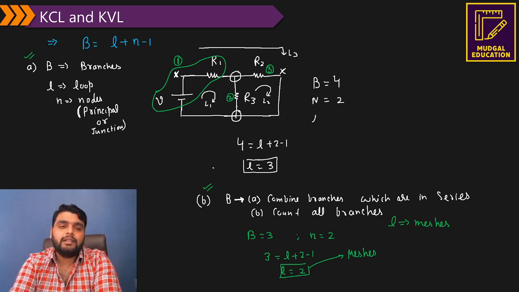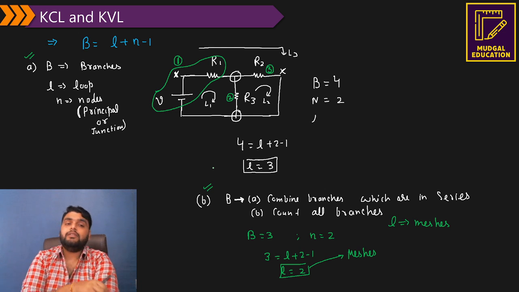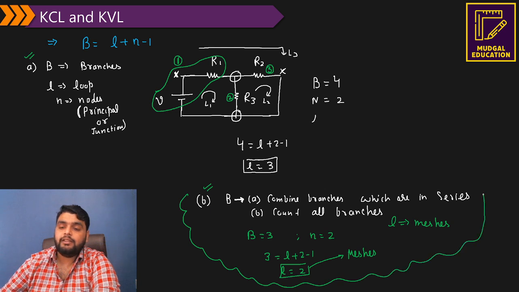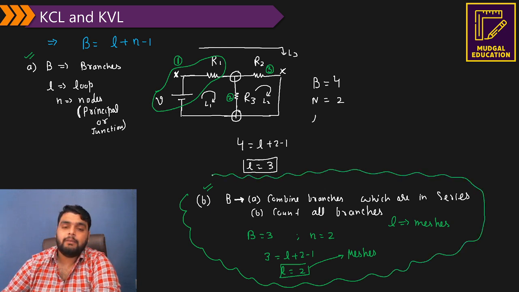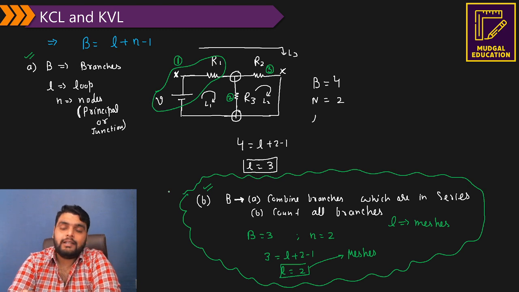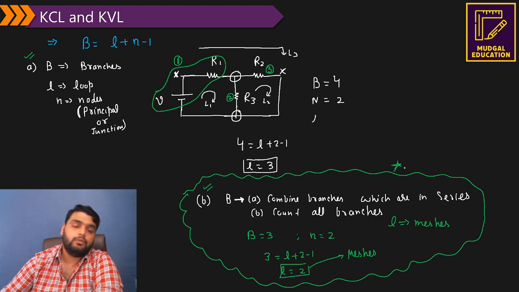Okay, now why is this formula important? Because when you see the graph theory chapter, you will need to understand there are different types of terms that come out, like cut set matrix, tie set matrix. So in these cases, this formula is going to help you a lot. Further, I am going to use this formula in this way only, where I combine the branches which are in series, and the number of loops tells us the number of meshes. Okay, so this is going to be useful.